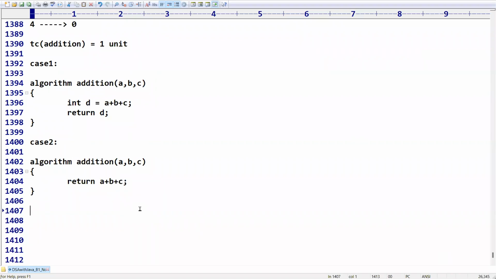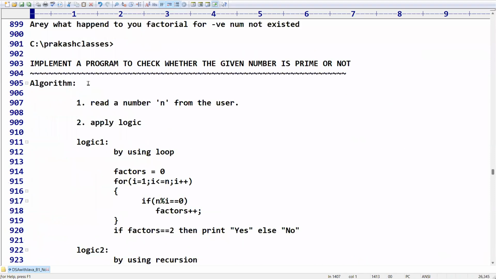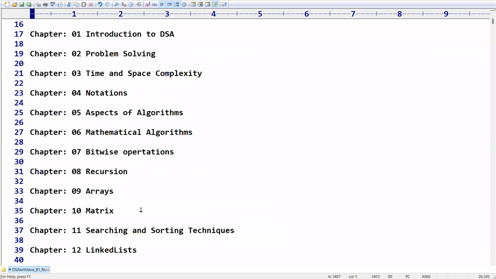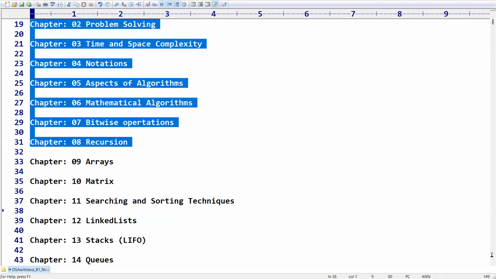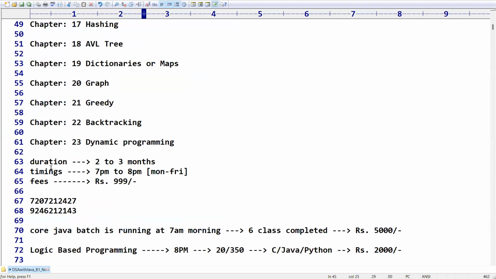Once the core Java class is started for my new batches, I will inform you in the regular class. Don't worry. Sir, as of now the topics are tentative. Already in the beginning itself I have given running notes. The subtopics are not prepared as of now. We are going with the flow.